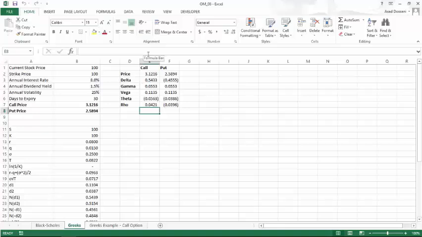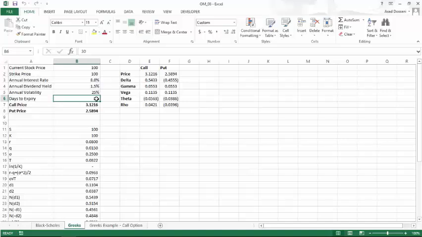So these are now the Greeks for this particular set of parameters, which is the same one we worked with last time. We have the current stock price of 100, the strike price of 100, the interest rate of 8%, dividend yield of 1.5%, annual volatility of 25%, and 30 days to expiry.